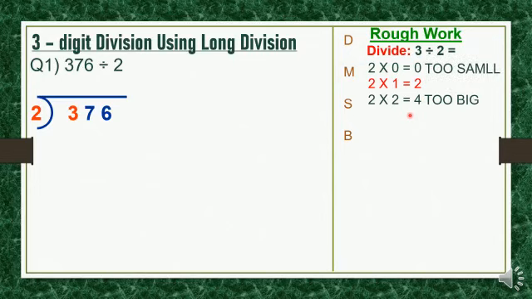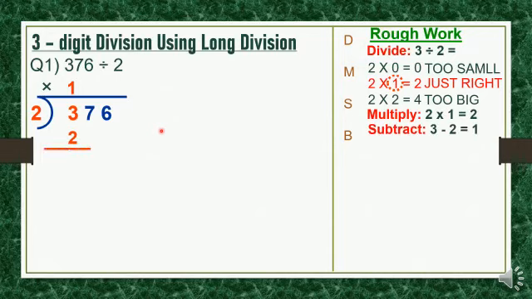So 2 zeros are 0 is too small. So what will be the just right number? 2 ones are 2. So we have to take one group of 2. So that one we will be writing on top of the 3. So the next step is to multiply. We will multiply 2 ones are 2. Then the next step is to subtract. So when we subtract 3 minus 2, we will be getting a 1. That's quite easy. The next step after subtraction is to bring down.